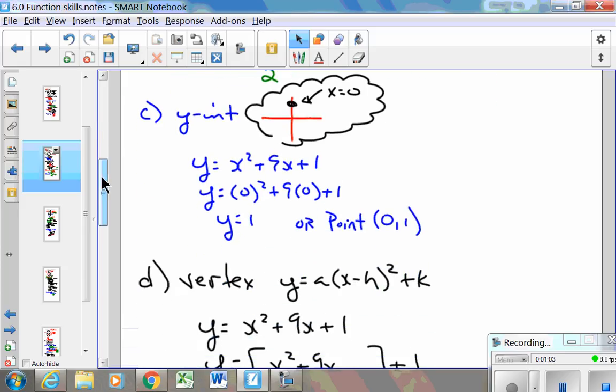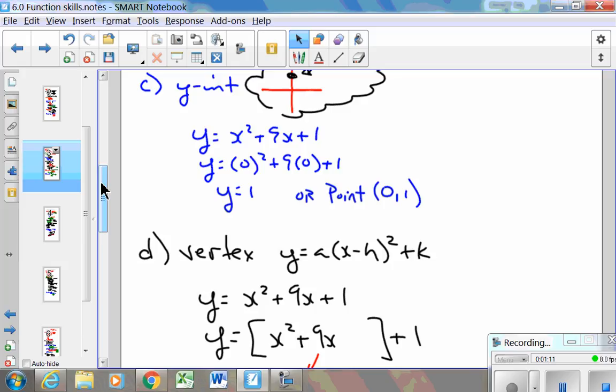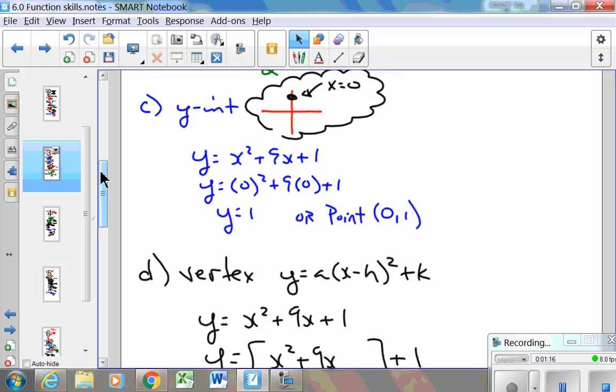For C, to find your y-intercept, we always plug in the value of x equals 0 whenever you're on the y-axis. And from there, we just can do algebra. 0 squared, 9 times 0 plus 1. So again, the pattern that we want you to see is that the y-intercept is always the constant term when you're in standard form. So the letter C, the constant, will always be the point on the y-axis.